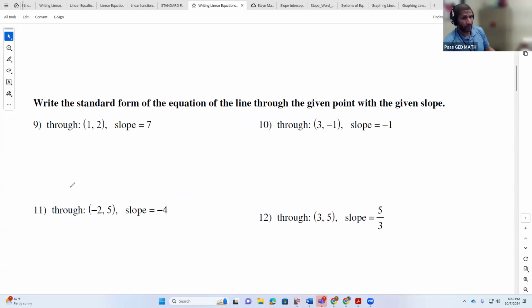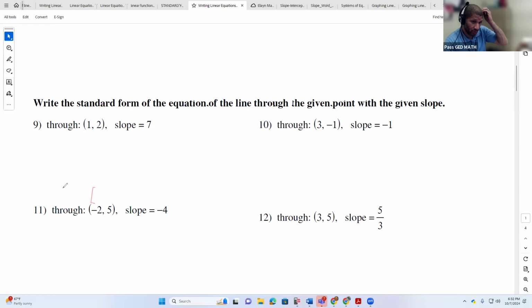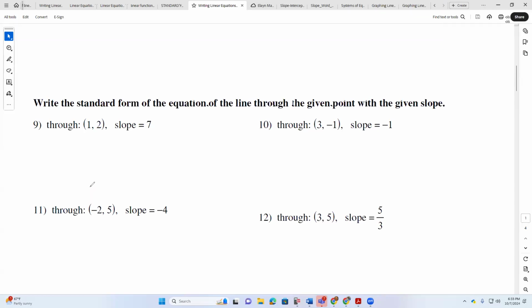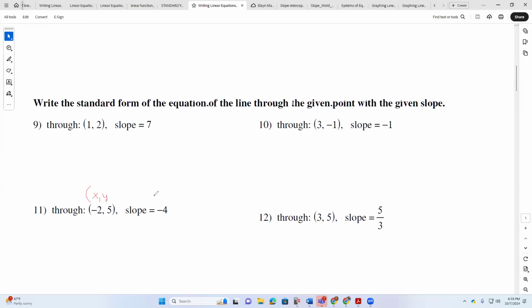So we look at this point. The x is 3. The y is -1. We're doing number 11. The x is -2. The y is 5, and the slope is -4, which is what letter? Which is b. I mean m.